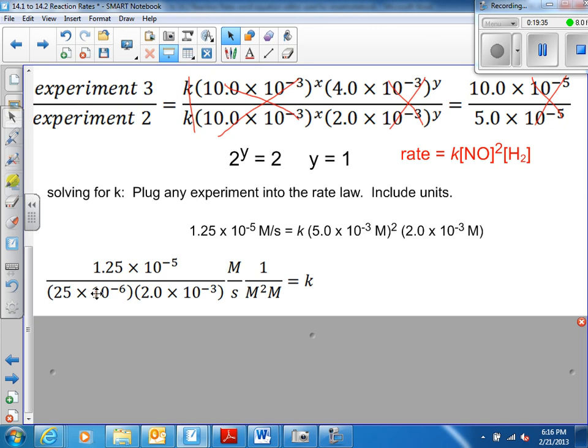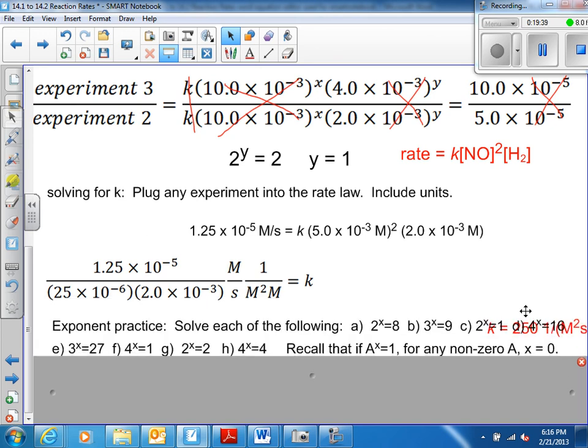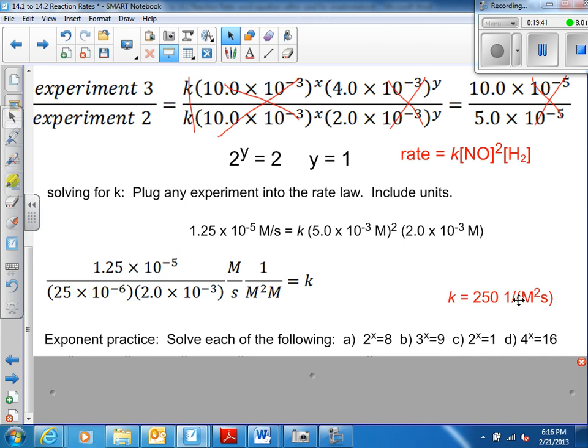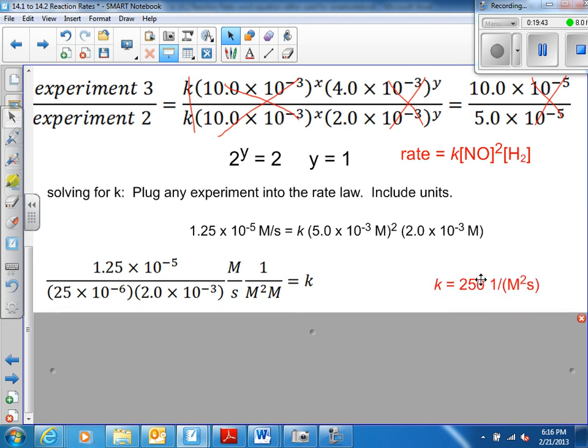So these you can calculate out, and this all comes out to 250. Your units, when you simplify them, come out to 1 over molar squared seconds, because one of the molars cancels out. So you have 1 over molar squared seconds.